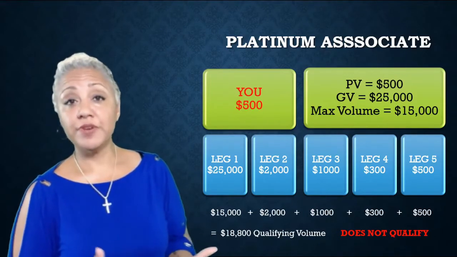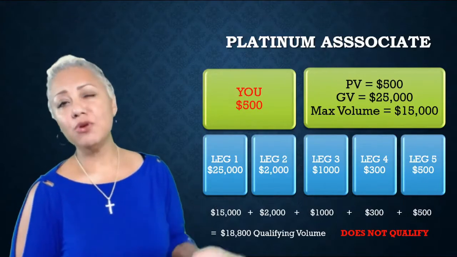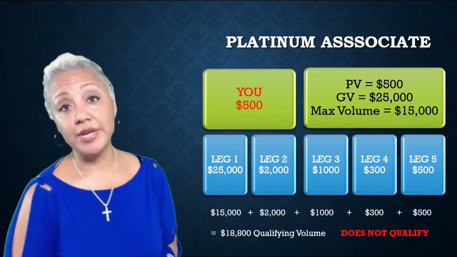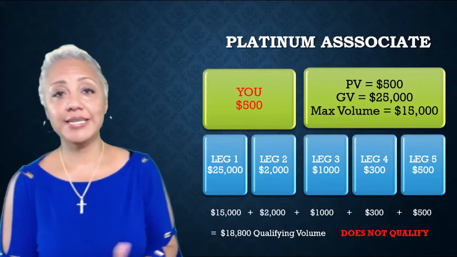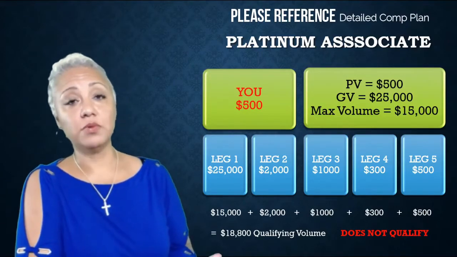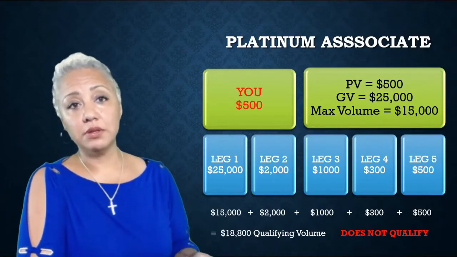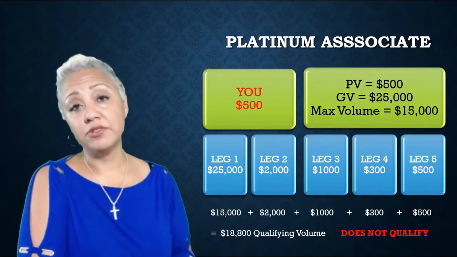The second is your group volume, which is where this benefits your teams. And then you also need some rank requirements within your downlines. And you'll find all of that in the detailed compensation plan. But here, if you take a look at this model, which is our first position, the Platinum Associate, you need your own personal volume of $500.